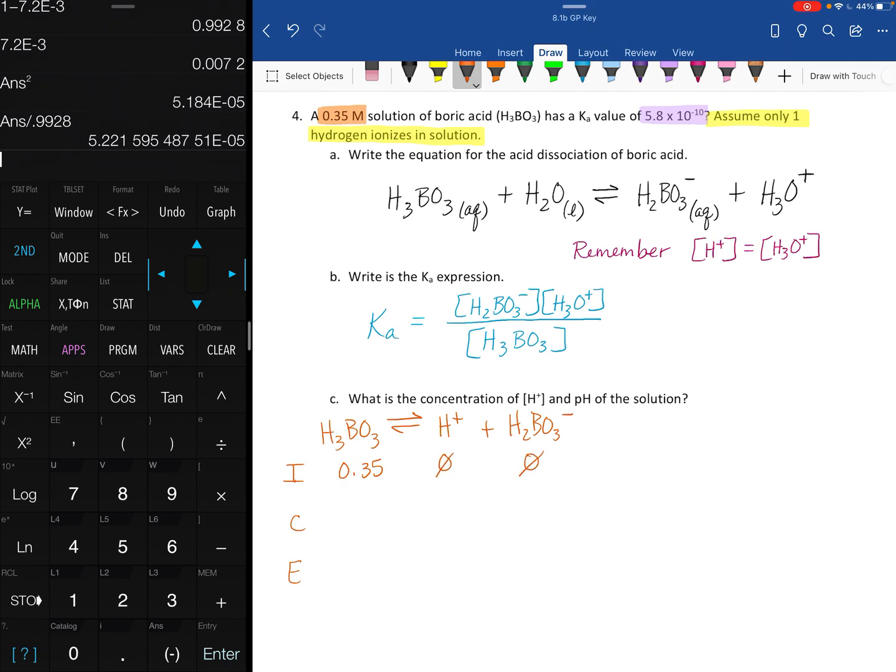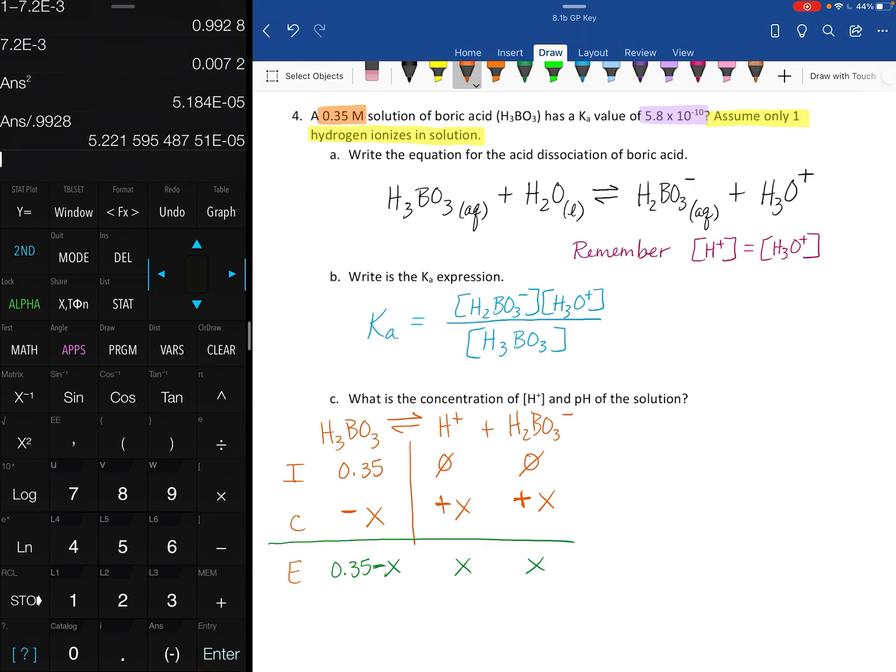The question is how much changed, because we don't already know the hydrogen ion concentration. To do this, we're going to have to change by a factor of x. We're going to take away x, some value, on the left side, and we're going to add x, just like we did before, but we had numbers then. But we don't know what this number is. We're trying to determine what x is. And so at equilibrium, we are going to have 0.35 minus x, and then we're going to have x and x.